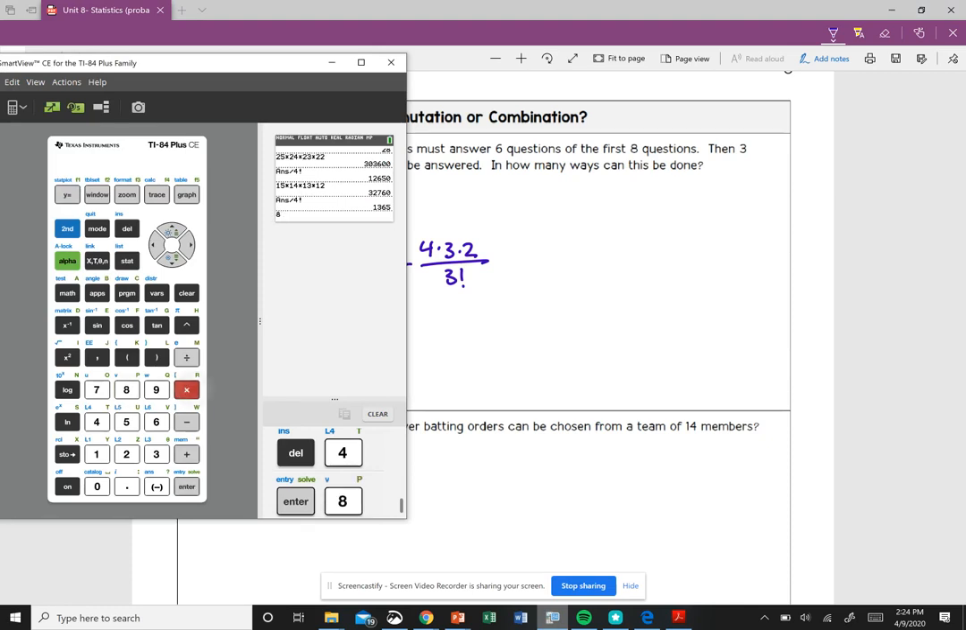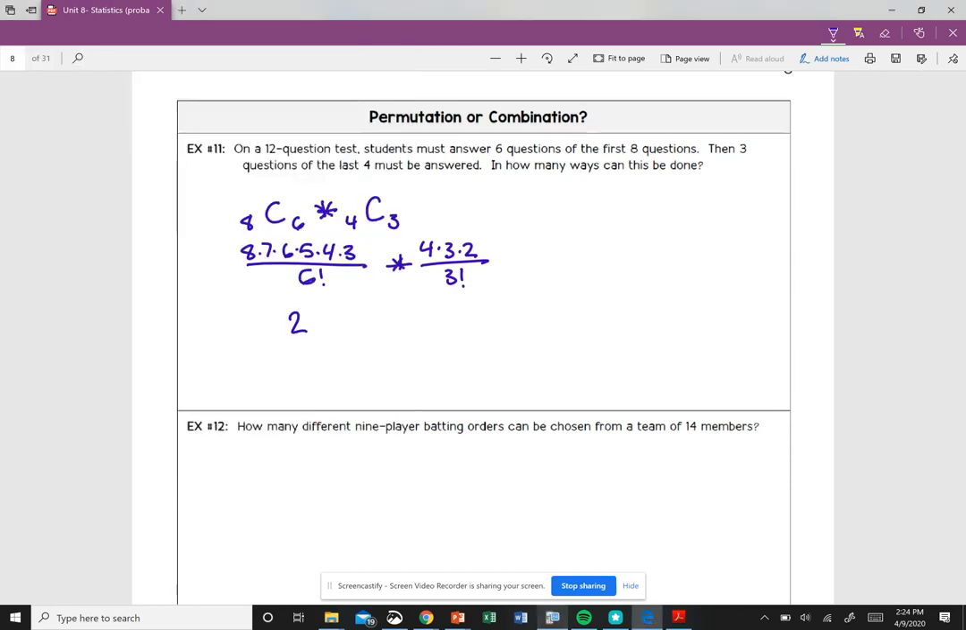So we're going to do 8 times 7 times 6 times 5 times 4 times 3 divided by, oh, no, wait. Just kidding. Actually, I can't do this. 6. And then I'm going to go to math, go to probability, go to the factorial thing and hit enter. And I get 28. So there are 28 options to answer the first half of the test.